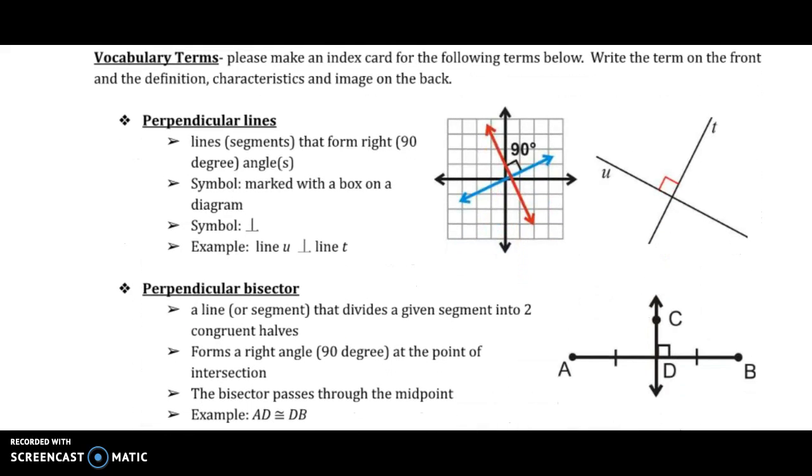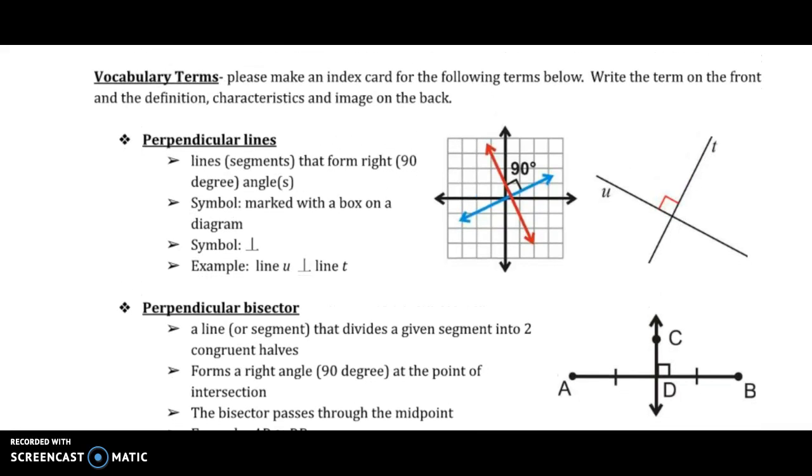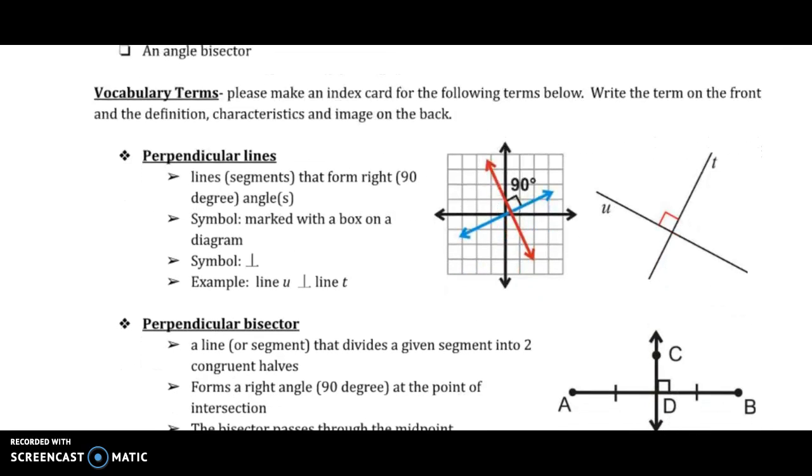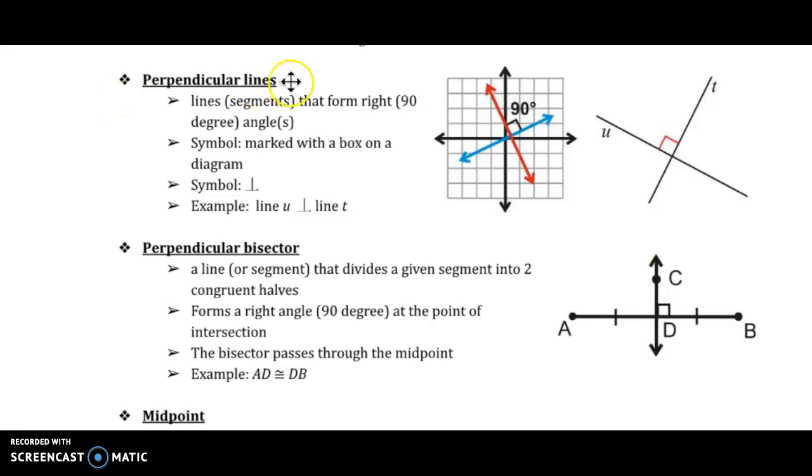This first video will be to go over the vocabulary terms. The next video will cover the perpendicular bisector, and the video after that will cover the angle bisector, so that you can watch 3 separate videos depending on which part of the lesson you need to review. So let's start off with the first vocabulary term.